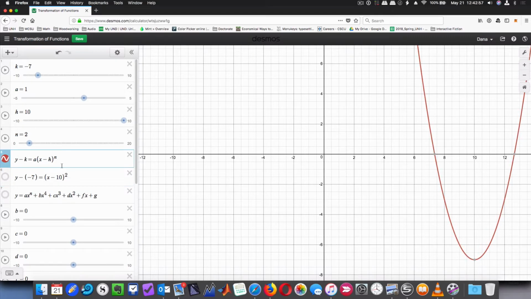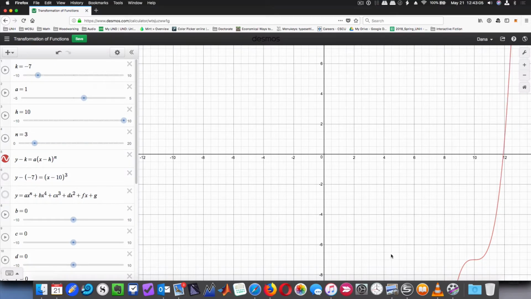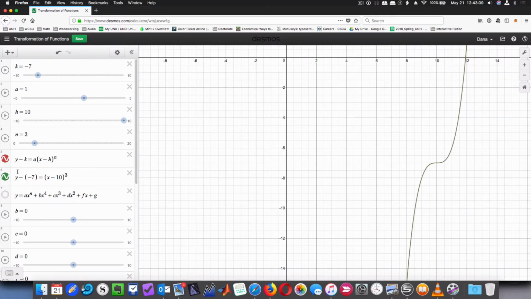Now here's the thing. This works whether it's a squared or whether it's a cubic. I'm going to change this to 3. And so no matter if it's a cubic or not, it still works the same way. Those horizontal and vertical shifts work the same way.